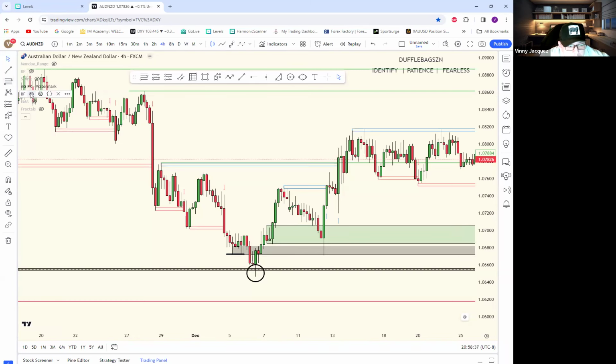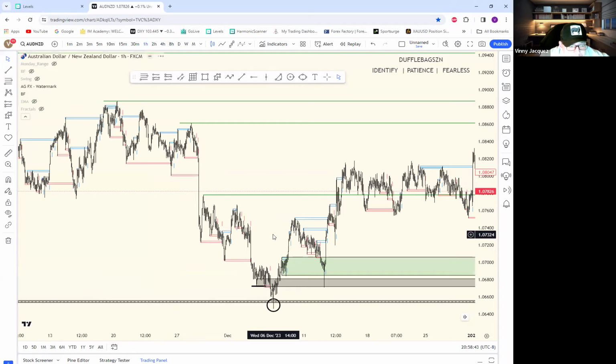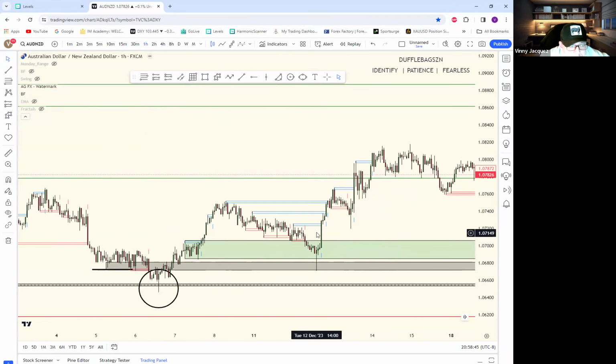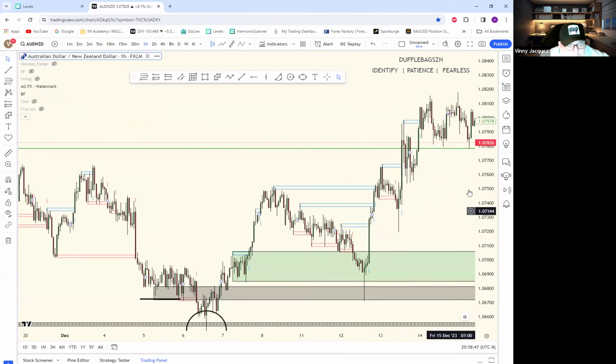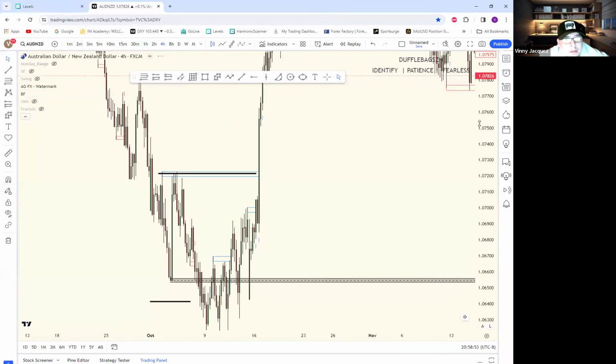If I pull out the... Oh, I don't even have it. Let's drop down to a lower time frame. Lower time frame should have it. Look at that, guys. Levels isn't even helping you out.